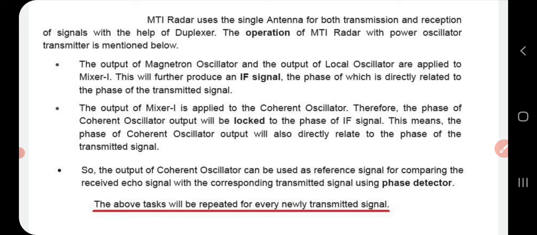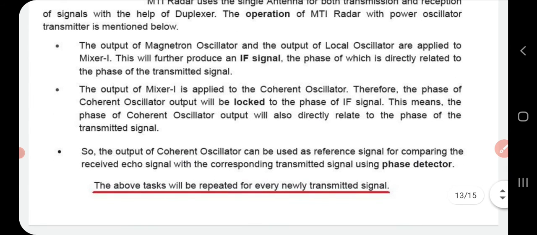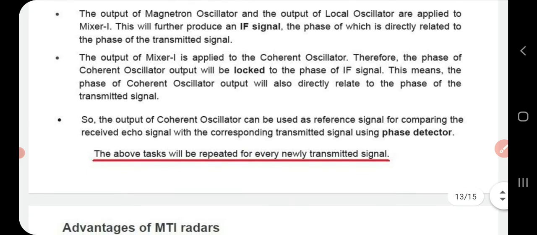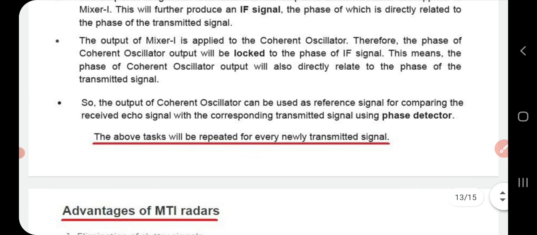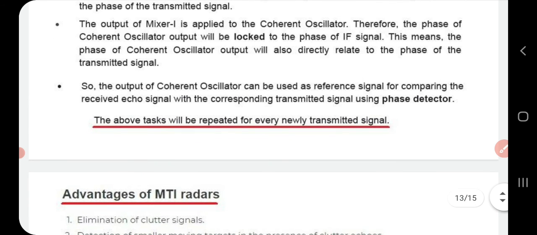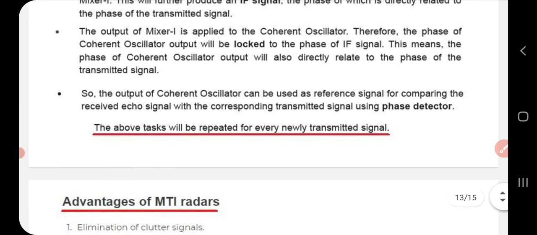Here there is a magnetron oscillator, and the output of the magnetron oscillator and the output of the local oscillator are applied to mixer 1, and this will produce the IF signal. Then the output of mixer 1 is applied to the coherent oscillator. This means that the phase of the coherent oscillator output will be directly related to the phase of the transmitted signal. The output of the coherent oscillator is used as a reference signal for comparing the received echo signal. These tasks are repeated for every newly transmitted signal.